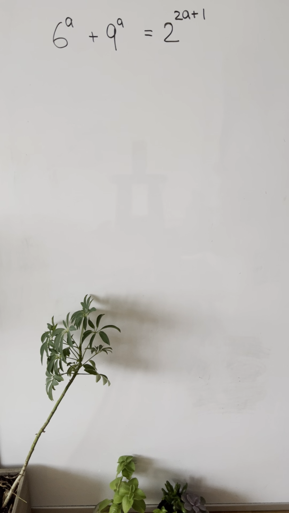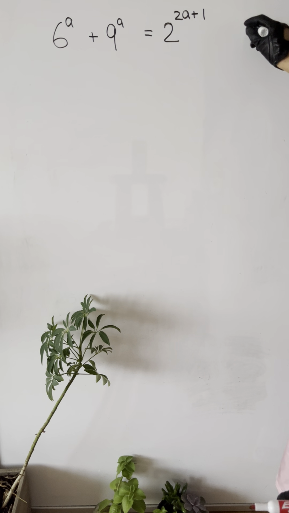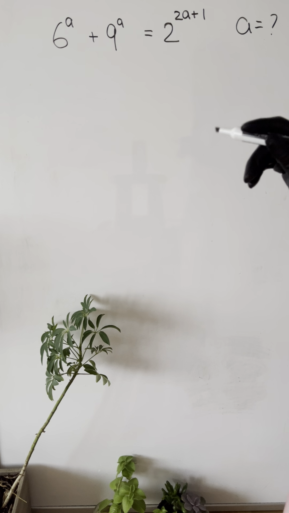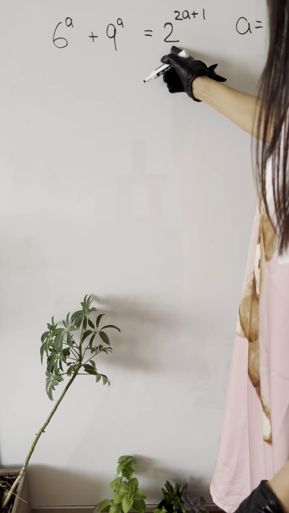Let's see these exponential equations. 6 raised to a plus 9 raised to a equals 2 raised to 2a plus 1. So we want to solve for a. So what do we do? We see the base is 2.